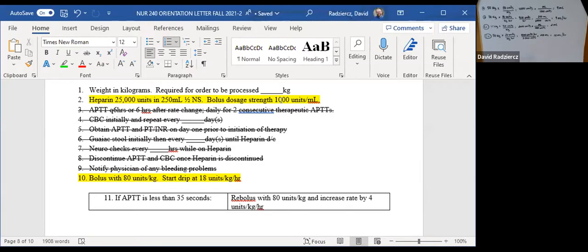Round to the nearest tenth, because we're talking about milliliters per hour. If there were drops involved, then you could say, round to the nearest whole drop. But for milliliters per hour and for milliliters, you can round to the nearest tenth.